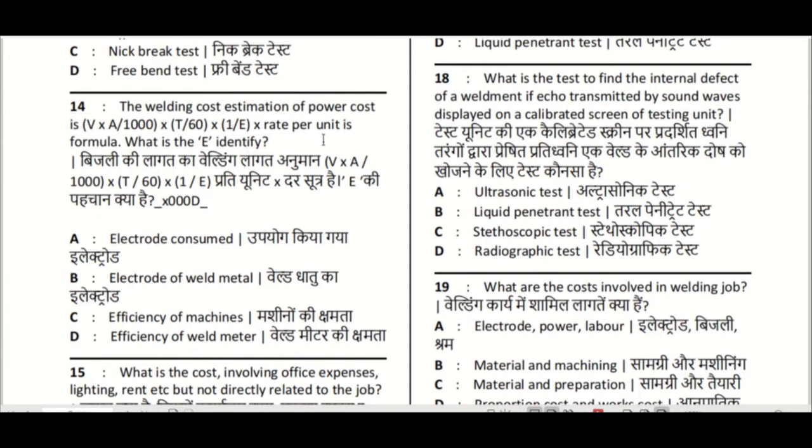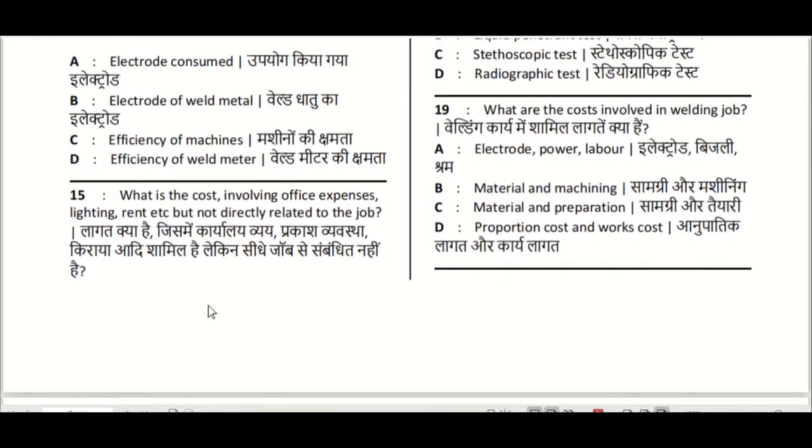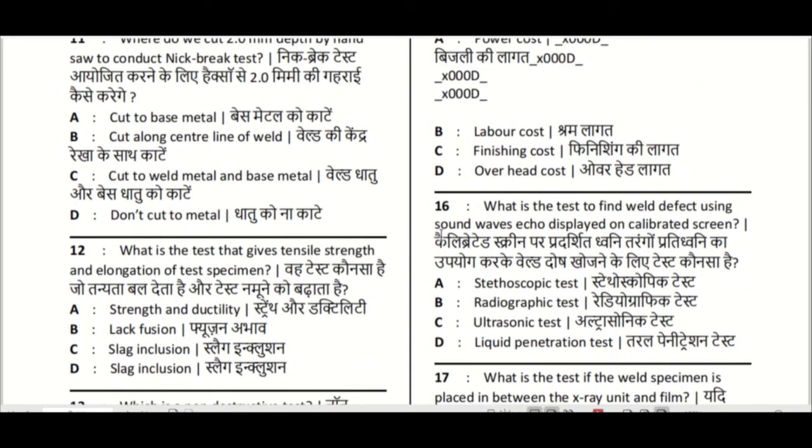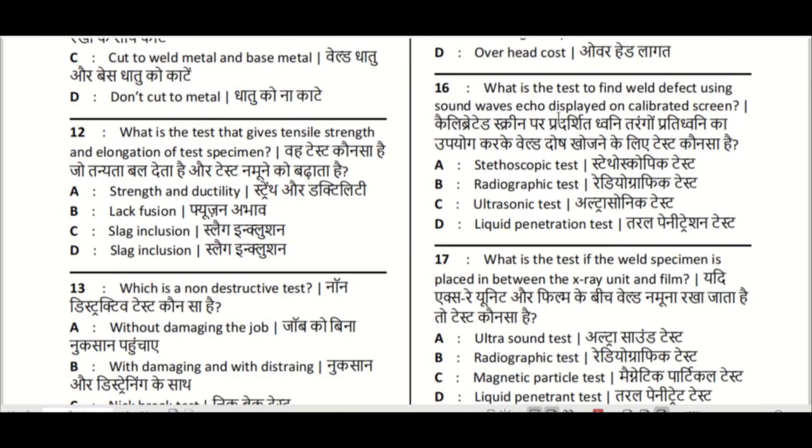Next, in the welding cost estimation power equation, E is represented by the efficiency of the welding machine. What is the cost involving office expenses, lighting, rent, etc., but not directly related to the job? The cost which is not directly related to the job is overhead cost.